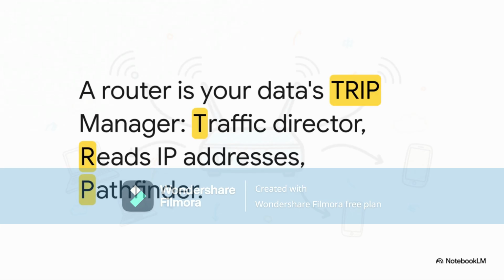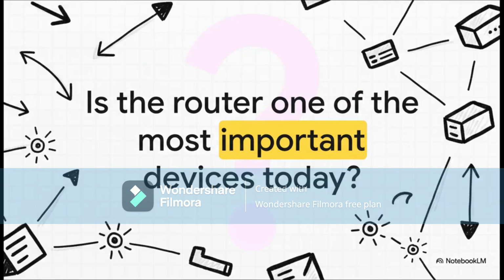And to help you remember all this when you're under pressure in an exam, here is a super simple memory trick. Just think of the word trip. A router is your data's trip manager. T is for traffic director, R is for reads IP addresses, and P is for pathfinder. Trip. Easy as that. So the next time you're online, just glance over at that little box.